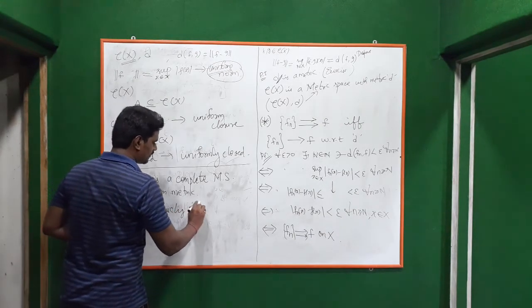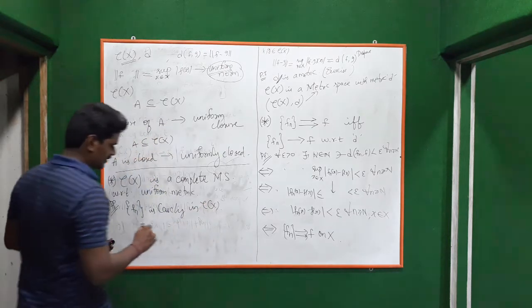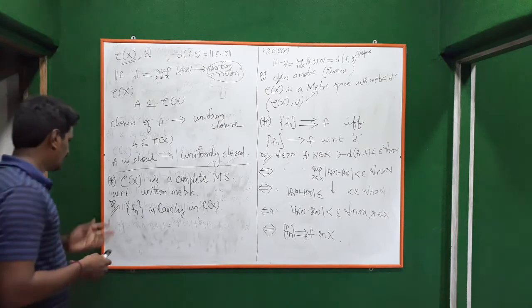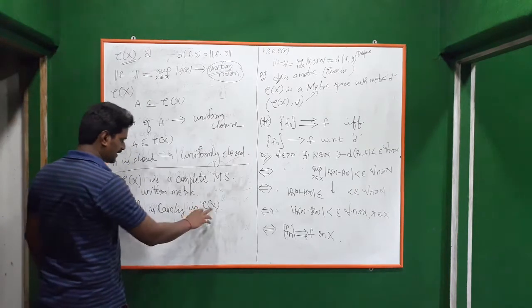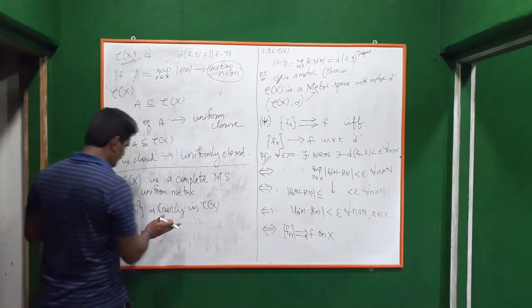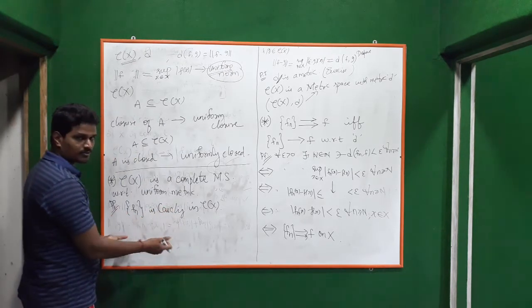Cauchy in C of x. Consider this. Then we have to prove that this sequence converges. That's all. So Fn is a Cauchy sequence in C of x, and it should converge. So we will use this definition, the Cauchy definition.